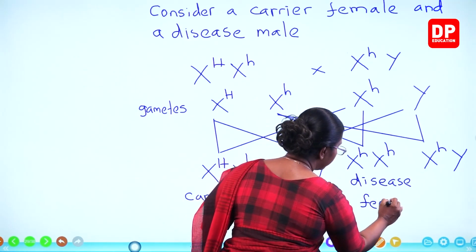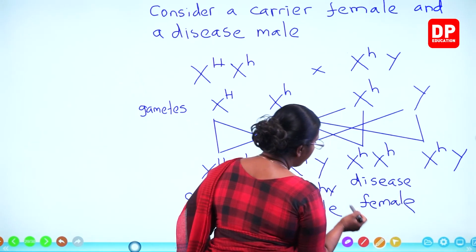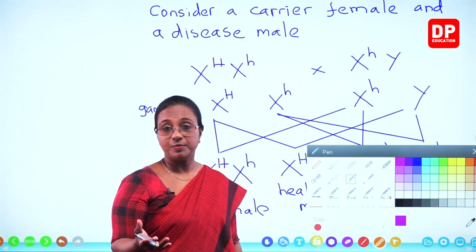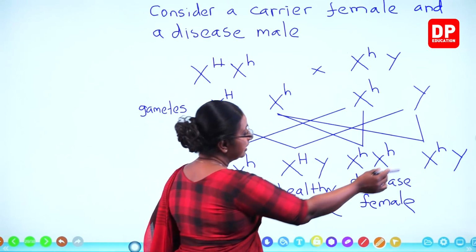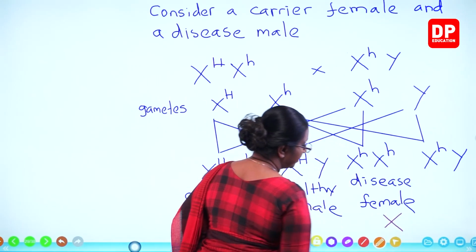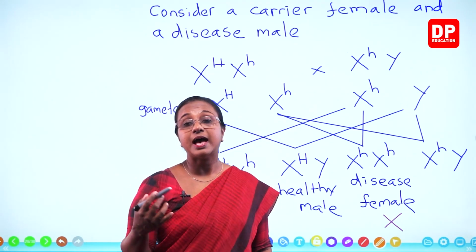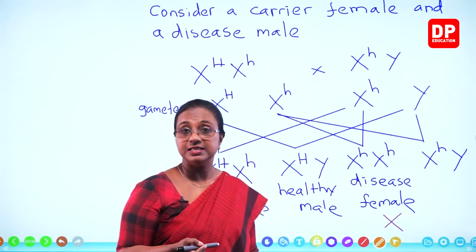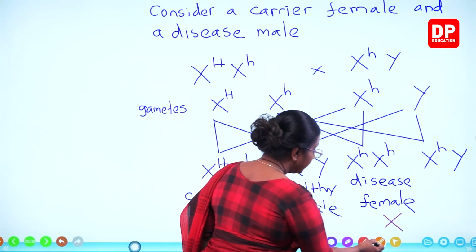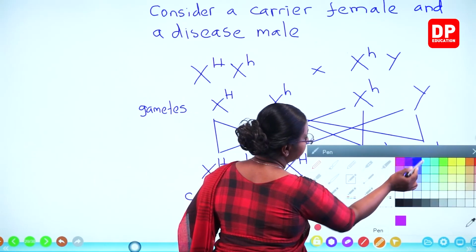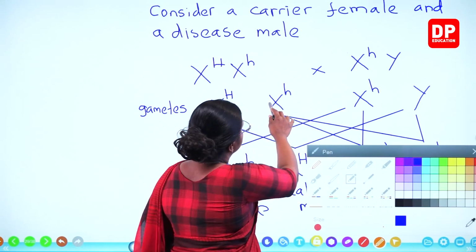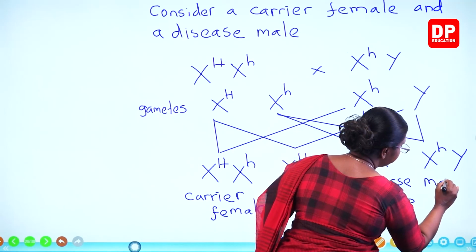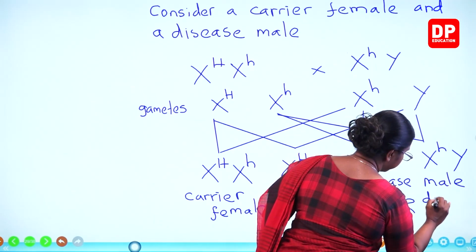But as you all know, like I have said, normally disease females don't exist in the population. When it is the double recessive condition, this fetus gets aborted naturally. So normally we don't get females with the disease in the population. Then we have the last one, again X simple H and Y. So male disease.